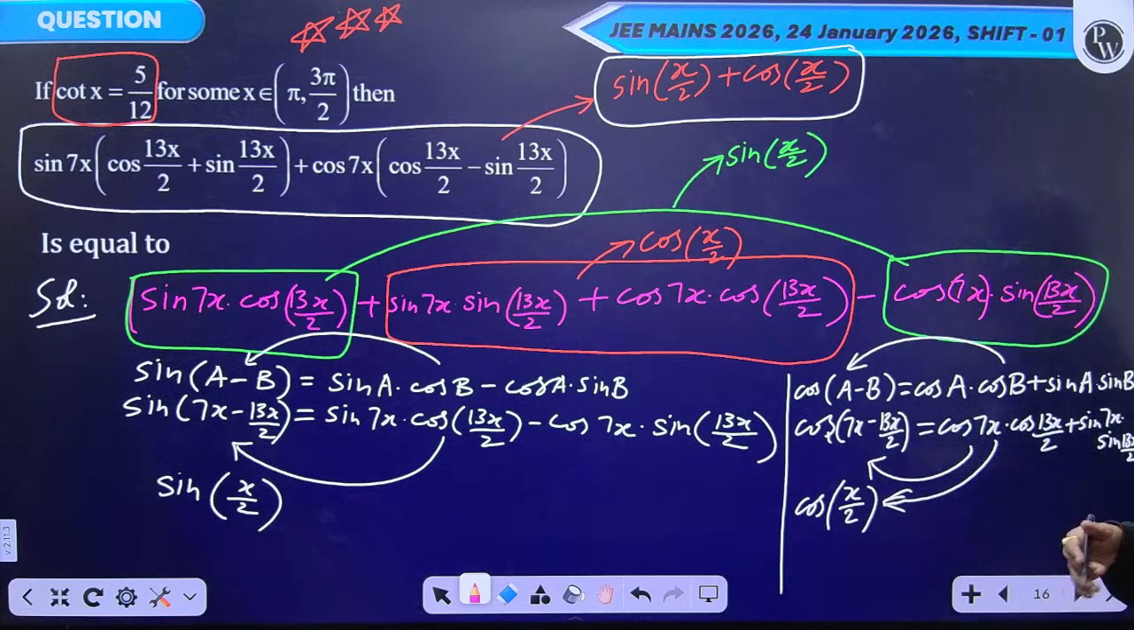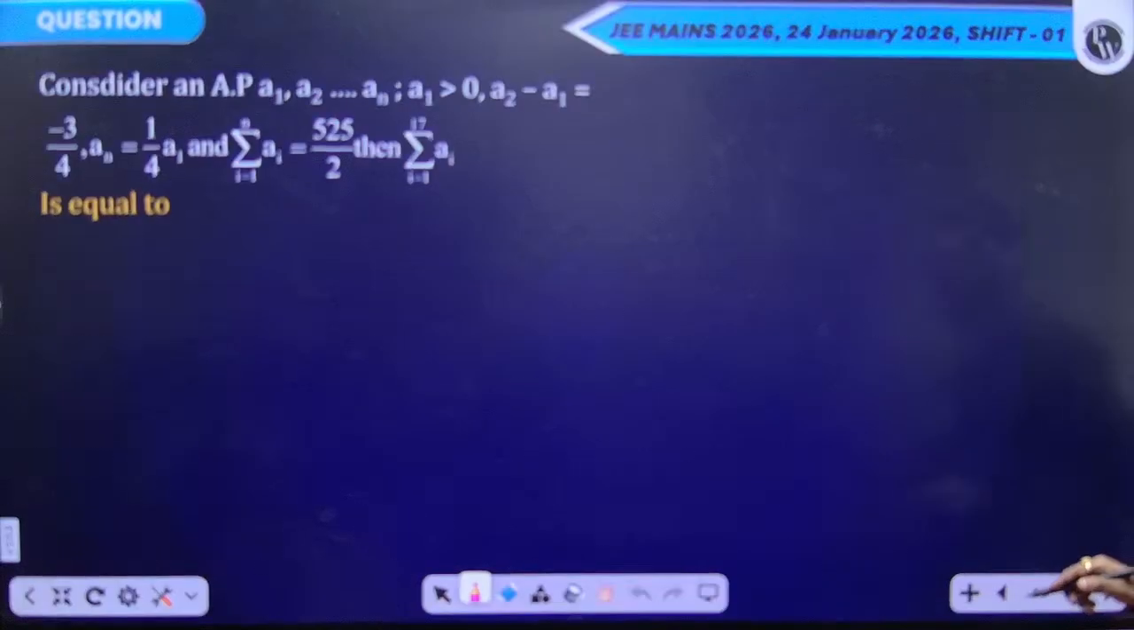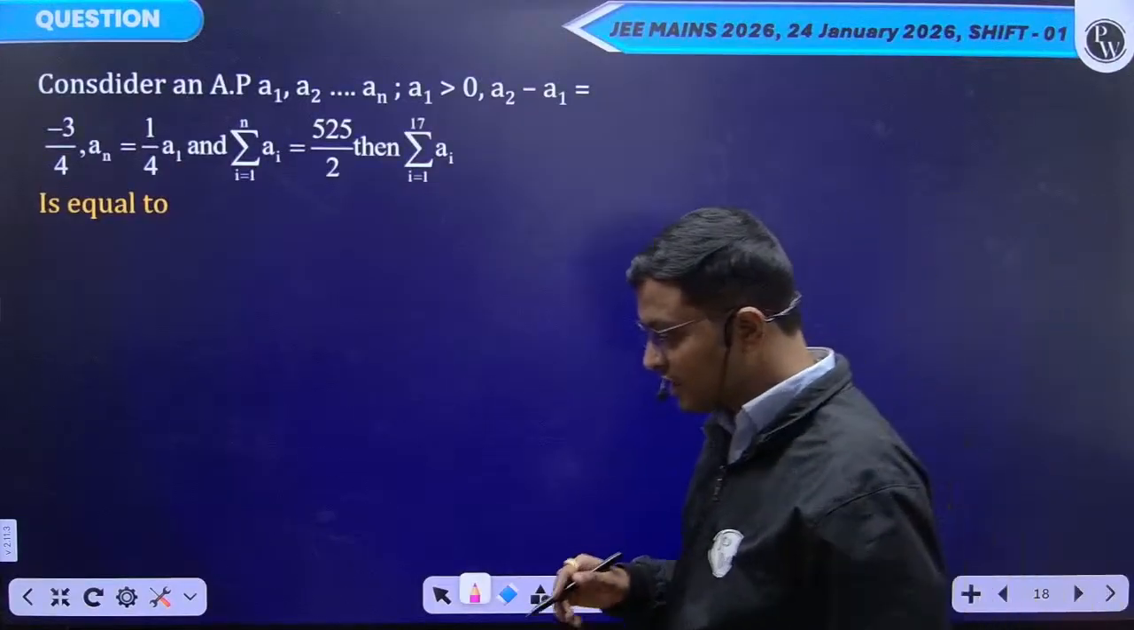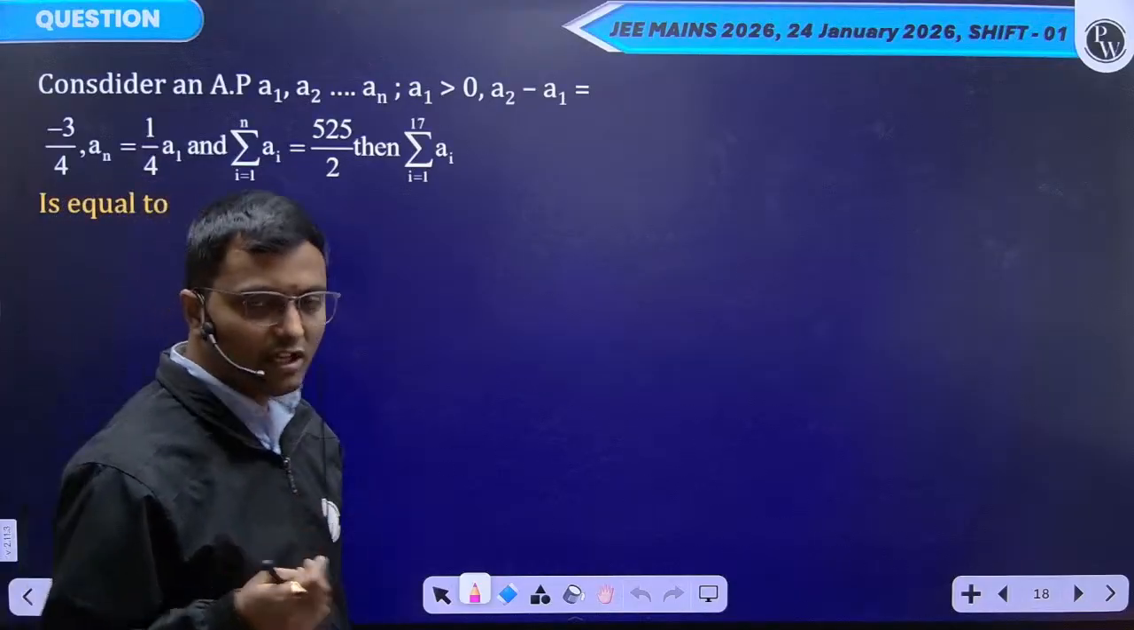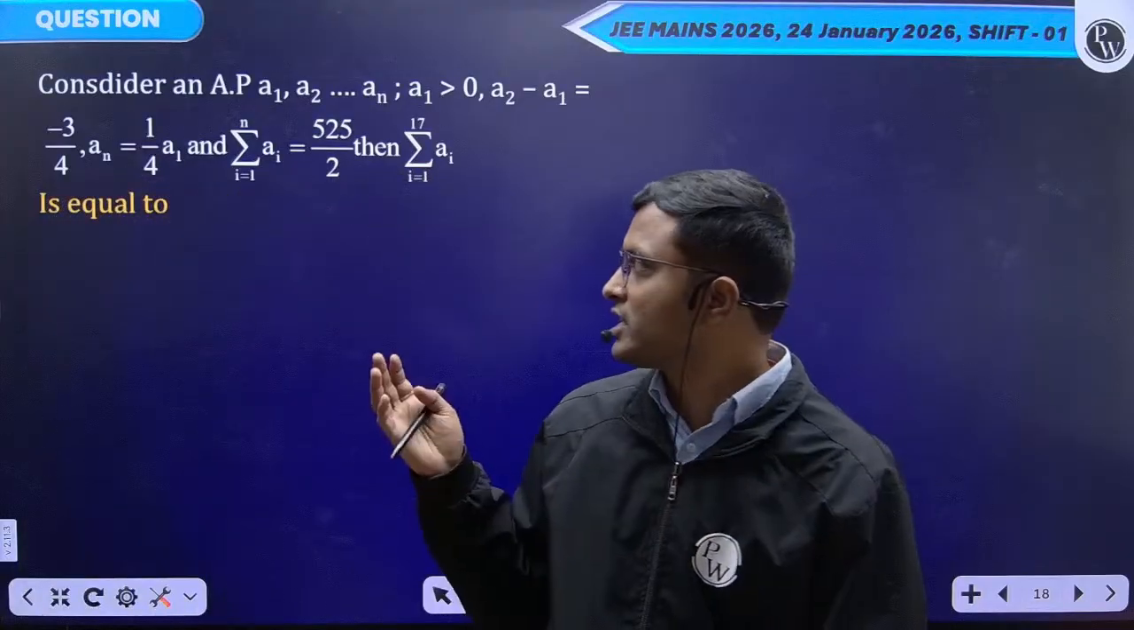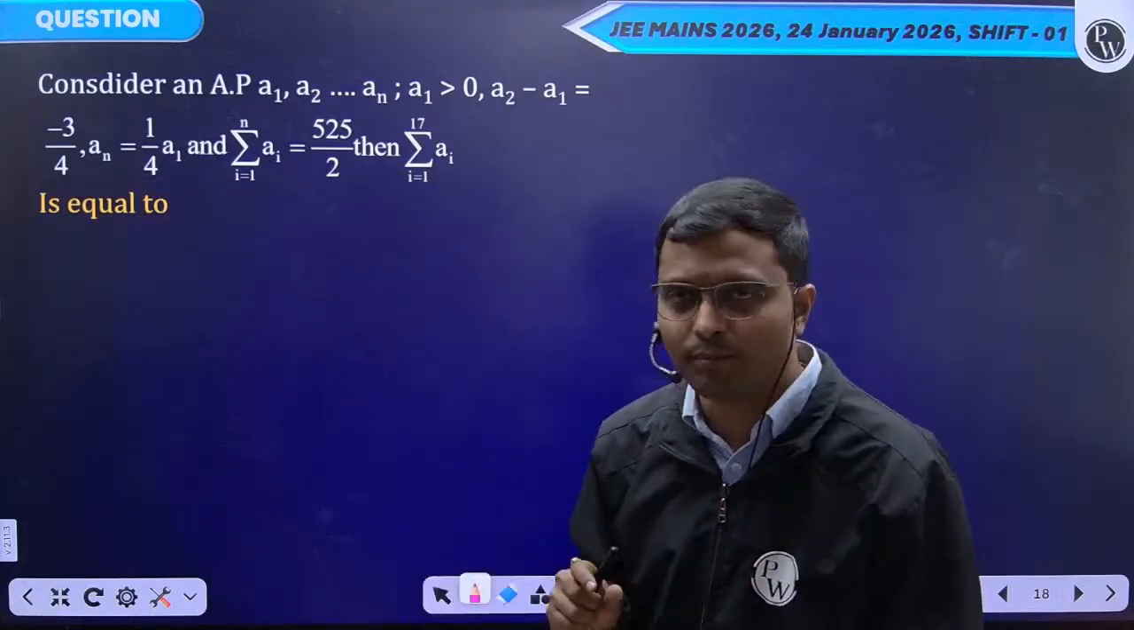Fine. So let us move to another question. This question was on trigonometry. Let us see another question. We have this another question. This is related to sequence and series. It's an easy topic, and that too the question is based on AP, arithmetic progression.